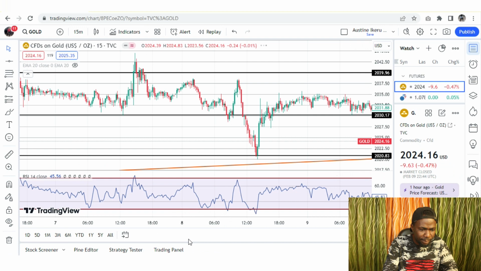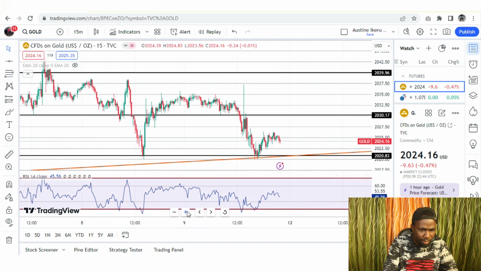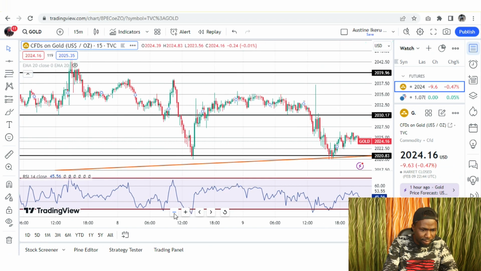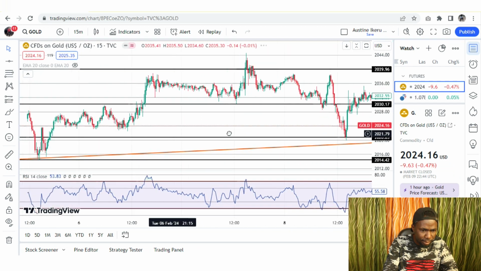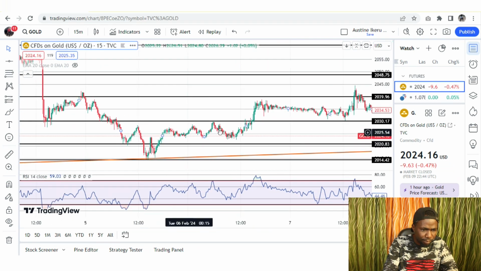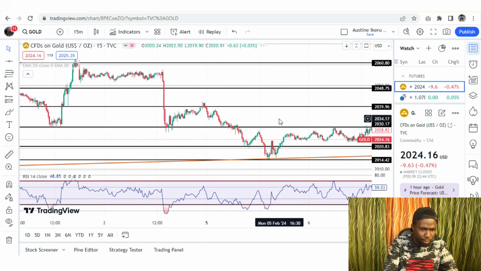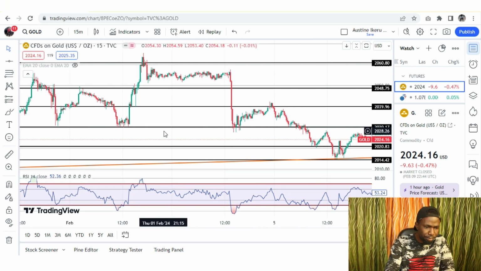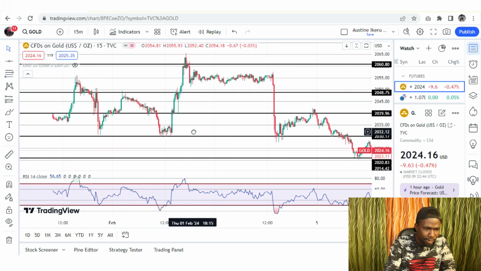Okay, so this is the 15-minute time frame. You zoom out the chart so that you can get the levels very well. You can clearly see that the levels are visible. Now just understand what I'm talking about, right? Now look at the levels.